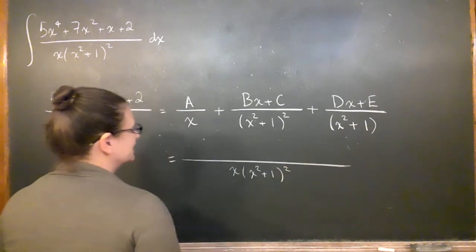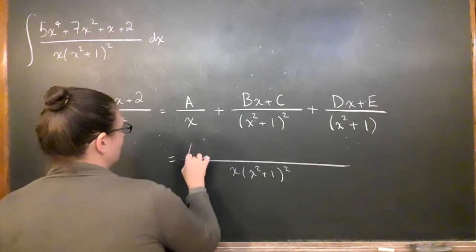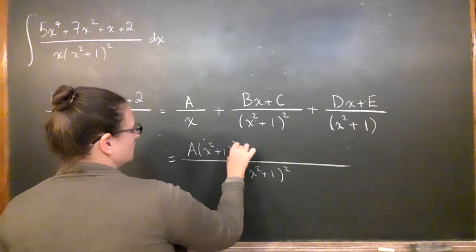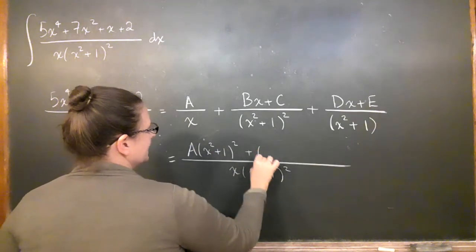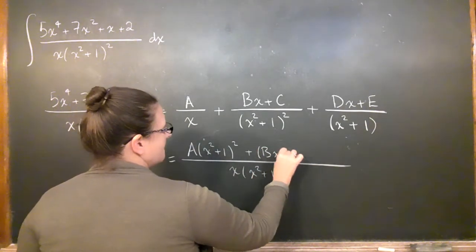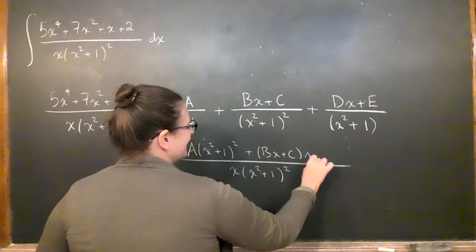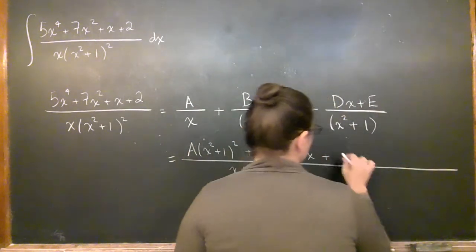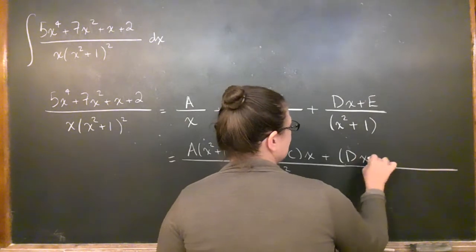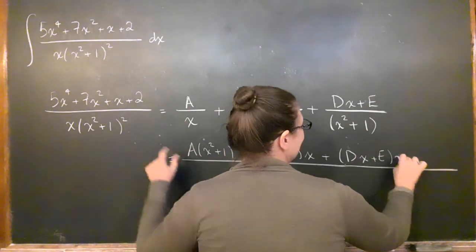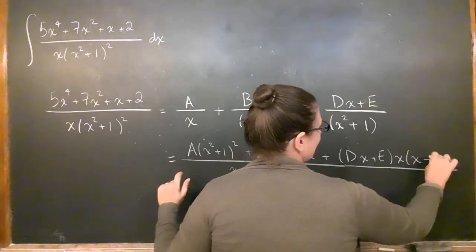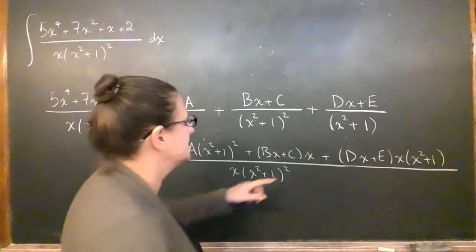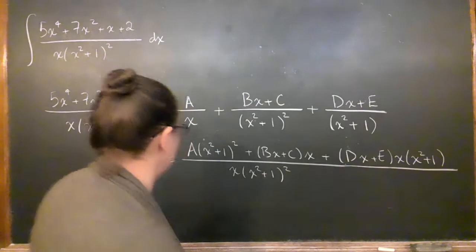My bottom part here is that. Now A, of course, has to be multiplied by x squared plus 1 squared. The Bx plus C has to be multiplied by x. And then your Dx plus E here gets an x, but also a factor of x squared plus 1, because there's only one x squared plus 1 here.